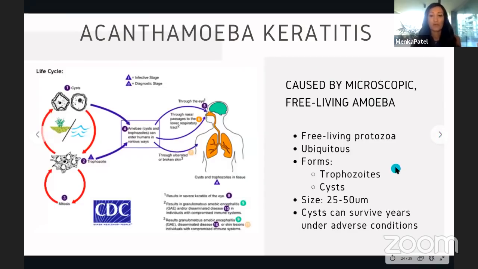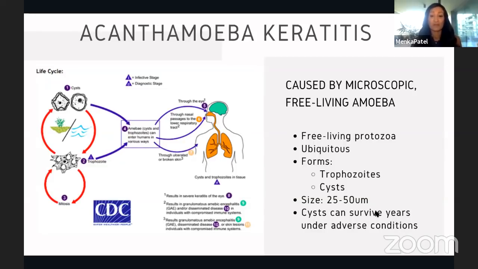So what is Acanthamoeba keratitis? And this is kind of an image that you guys can look at and study a little bit later, but essentially Acanthamoeba is a free-moving amoeba, a free-living protozoa. It comes in several forms, and the really scary thing about Acanthamoeba is that the cyst can really survive under adverse conditions for years. It can survive in environments for a really long time.